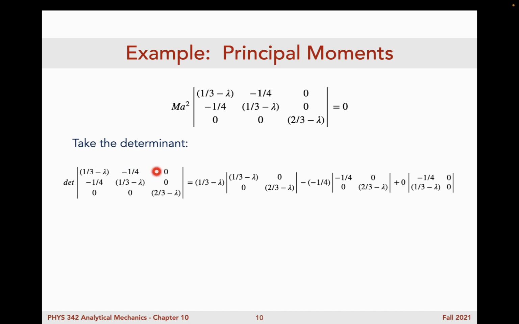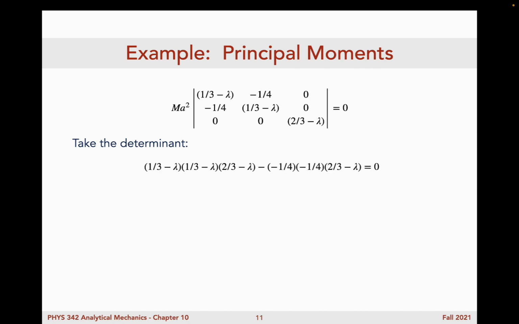Okay, and then now we take that next one, which is 0. You cross out the row, cross out the column, and then you write 0 times the determinant of the matrix that's left over. So of course this is 0 times it, so this whole thing is going to go to 0.